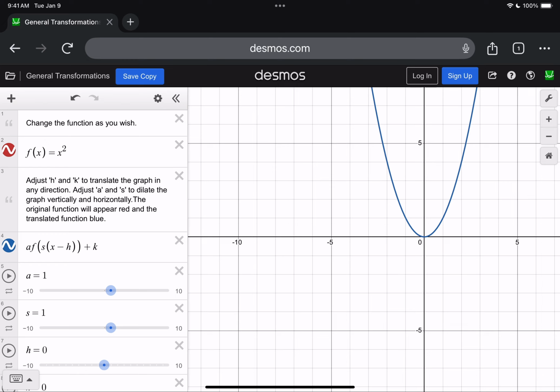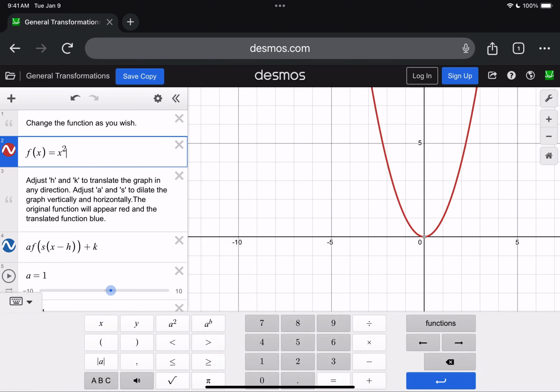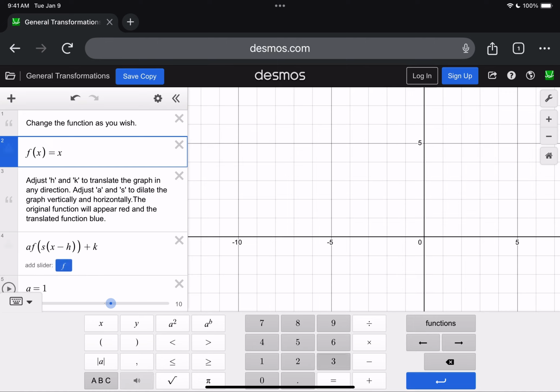But what you can do is change this f of x function to be whatever you want. So right now I have it as x squared. You could make it x cubed, absolute value of x, whatever you want. But that is the red graph being shown. So if you wanted to change it to, let's say, x cubed, you can just go ahead and switch it out.